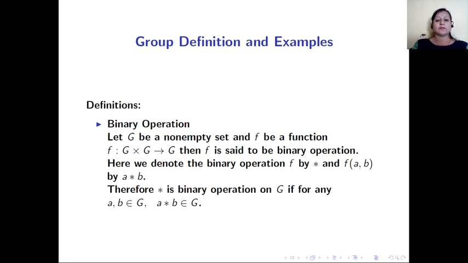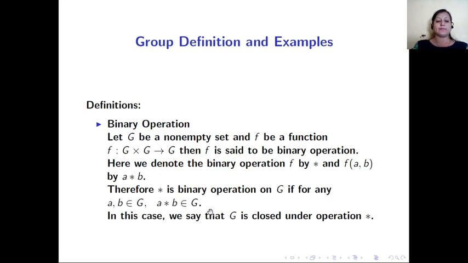Here we denote the binary operation F by star. Then the image of element a comma b under F, that is F of a comma b, is denoted by a star b. Therefore, star is a binary operation on G if for any a and b belongs to G, a star b also belongs to G. In this case, we say that G is closed under operation star. This is also called as closure property of the operation star.